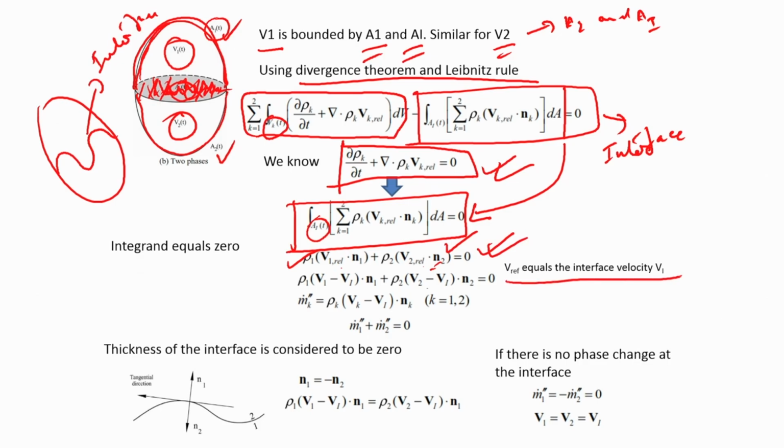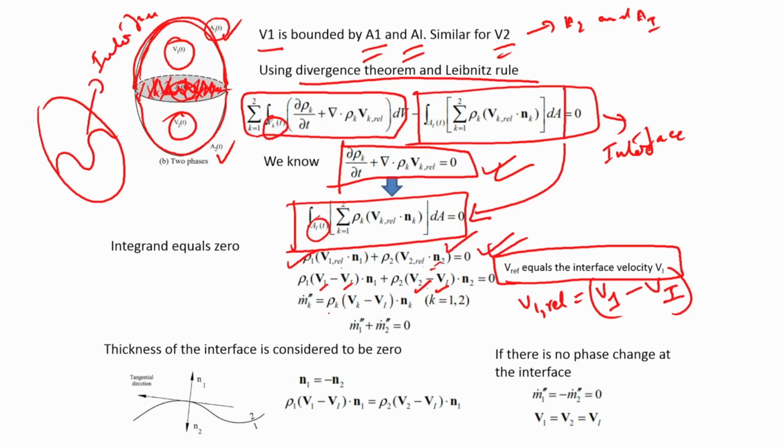Now, if the reference velocity equals the interface velocity, that is the reference velocity with which the control volume moves, if that is equal to the reference velocity, then the relative velocity can be written as V1 relative is basically V1 minus Vi. So, this is 1, this is i, there is a difference, and similarly this is V2 minus Vi, it is the same thing.